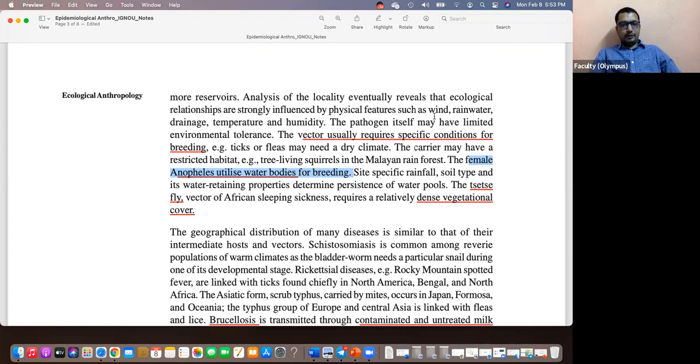You can pick a couple of examples here. Female Anopheles mosquitoes need water for breeding, or I told you about ticks and fleas requiring a dry climate, and tsetse flies, which I was just talking about as part of protozoan diseases, need more dense vegetational cover. So like that, there are specific requirements, and wherever those requirements are met, these disease-causing or spreading agents flourish.